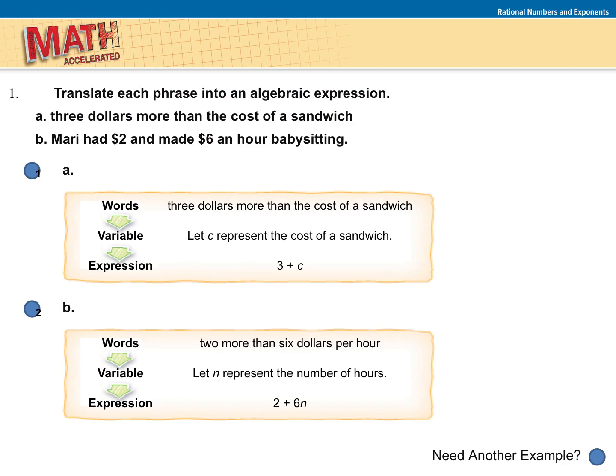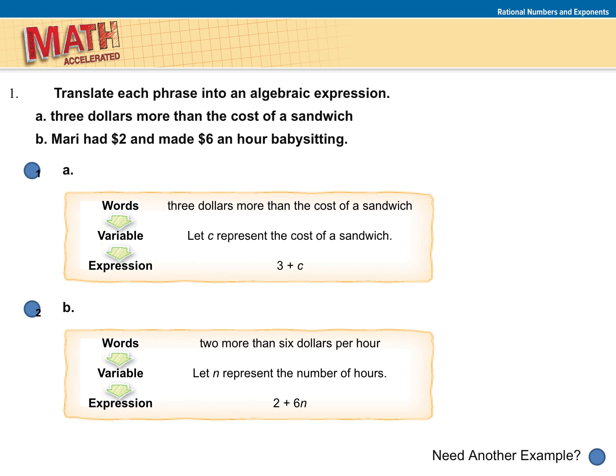So let's look at some of these. We're going to deal with phrases first, turning them into algebraic expressions. So algebraic expressions are going to include what? Numbers. Letters. What does it need to be an expression? Operations. Okay, so we need all three of those.